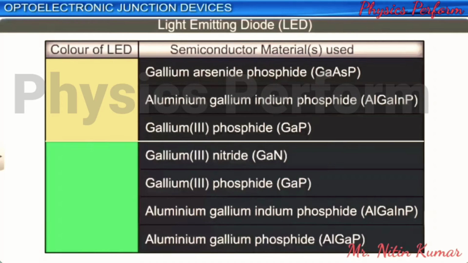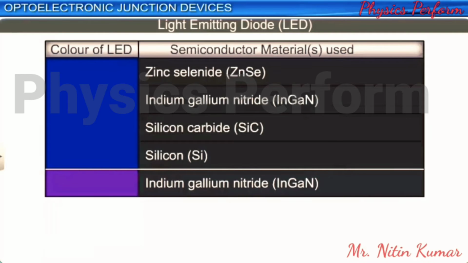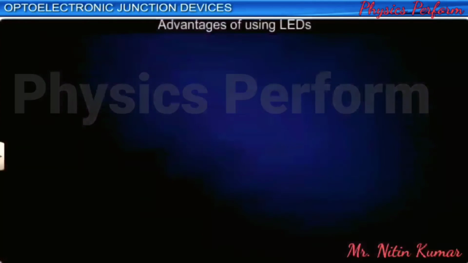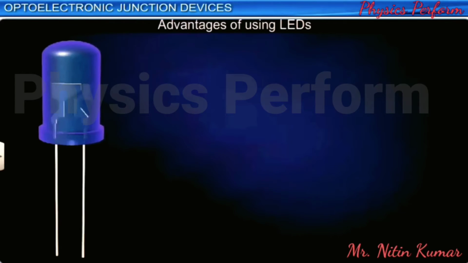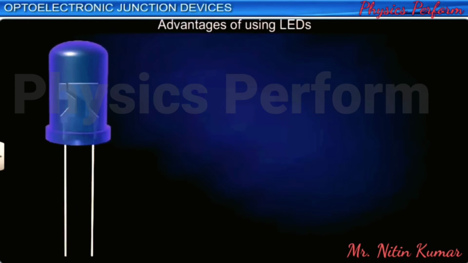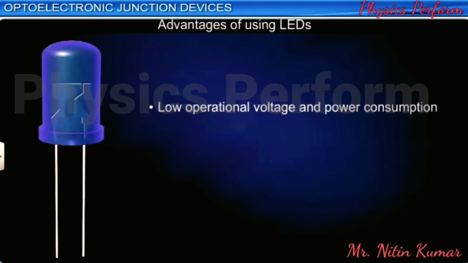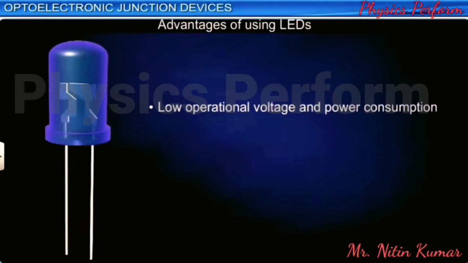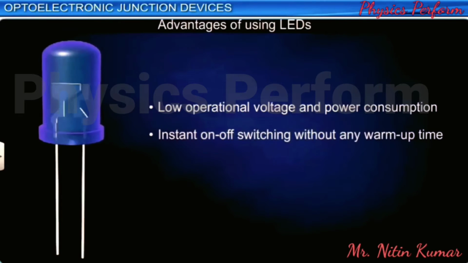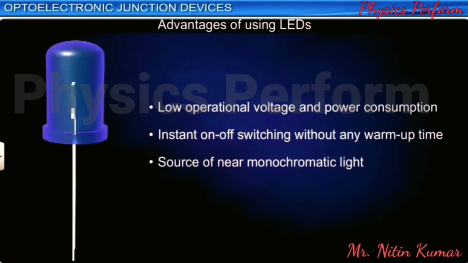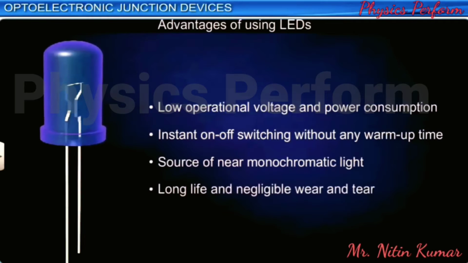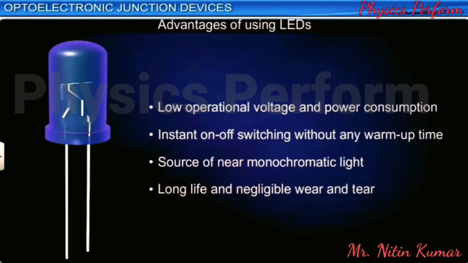LEDs offer several advantages listed here over conventional electrical light sources. Low operational voltage and power consumption. Instant on-off switching without any warm-up time. Source of near monochromatic light. Long life and negligible wear and tear. LEDs have low reverse bias breakdown voltages. Thus, care must be taken that they do not get connected in reverse bias across a high voltage source.